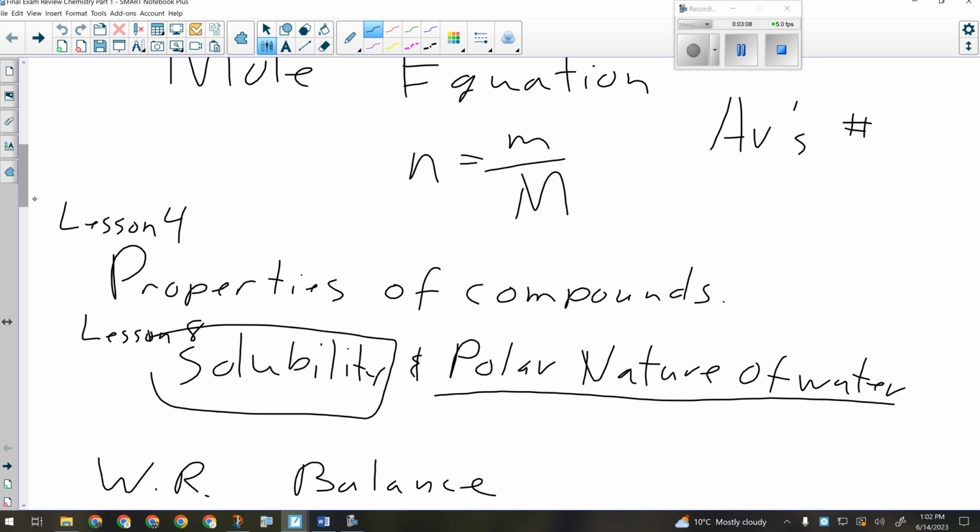And then solubility and the polar nature of water. Not so much for chemistry, believe it or not. The solubility part, yeah, for chemistry, because you could be asked, in a reaction between these two things, which product would be soluble, or is this compound soluble or not? So know your solubility chart. But the polar nature of water is really more for the bio unit. We talked about it a lot more there when we talked about how plants transport water. So definitely go over the polar nature of water.